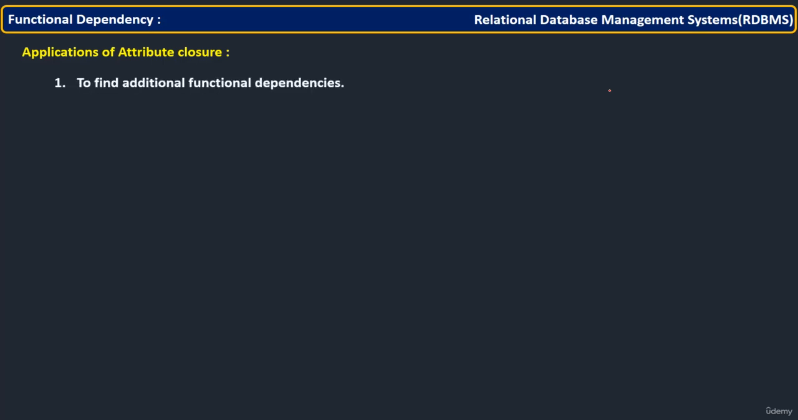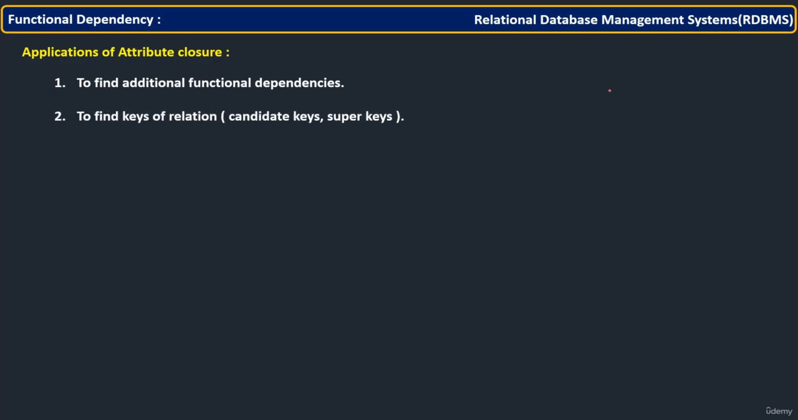The first one is we can find additional functional dependencies. Of course, that part we already saw in the previous lectures. But we are going to see very formally what other additional, meaningful FDs we can derive from the existing FD set. So that is one simple application.